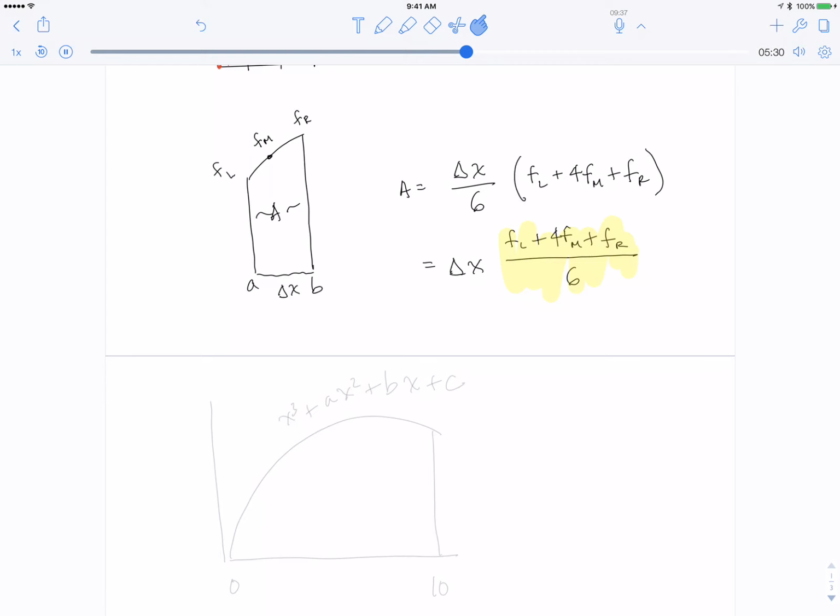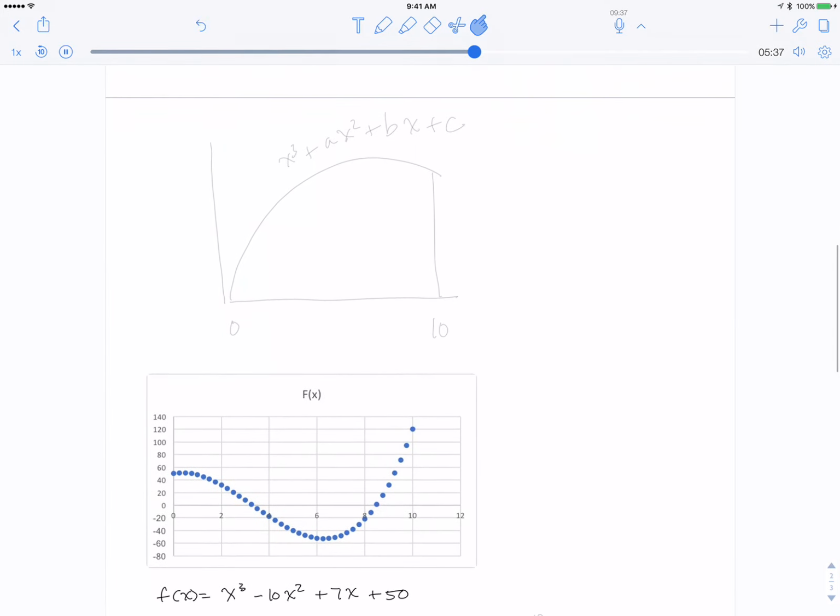This is Simpson's rule. What I'm going to do is an example where we know the exact area. And then I'm going to do it in a spreadsheet using rectangles and using Simpson's rule. So the example is I'm going to try and integrate some kind of x cubed plus x squared plus x plus a constant, from 0 to 10 or something like that.